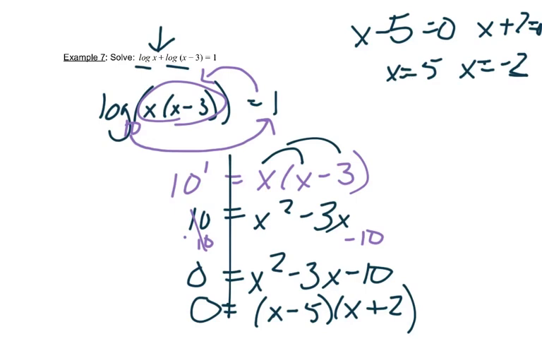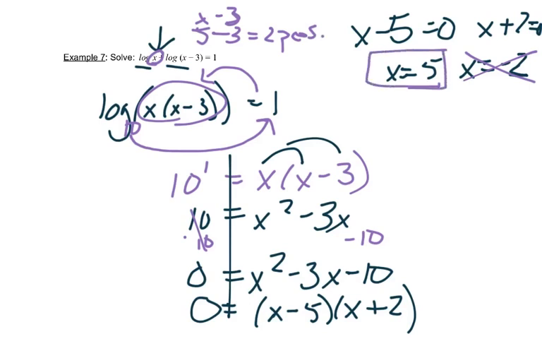So now we need to check and see, do we get negative numbers inside? So here inside there's an x. And if I put 5 in place of that x, that's fine. But if I put a negative 2 in place of x, that gives me a negative number. So I have to throw out that negative 2. I still have to check that x minus 3. So I put 5 in place of that x, and I get x minus 3 is a positive number. So this 5 works in both those places and is my answer.